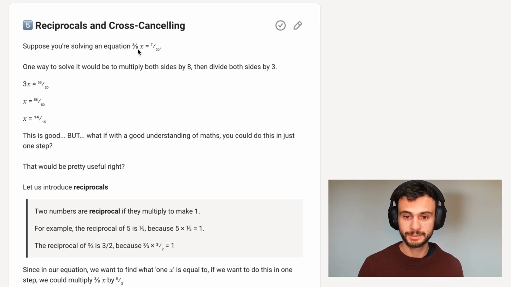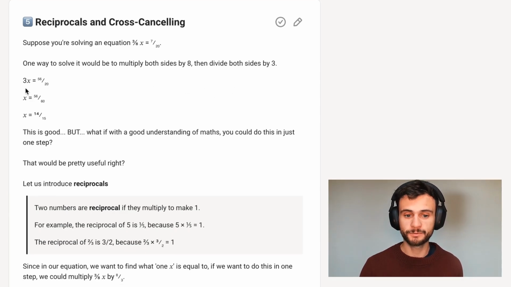One way to get 1x, we could start by multiplying both sides by 8 to get 3x. So 3/8 x times 8 will give us 3x, and 7/20 times 8 is 56/20. And then we could divide both sides by 3, and then simplify the fraction. And this is good. But what if, with a good understanding of maths, you could do this in just one step? That'd be pretty useful, right?